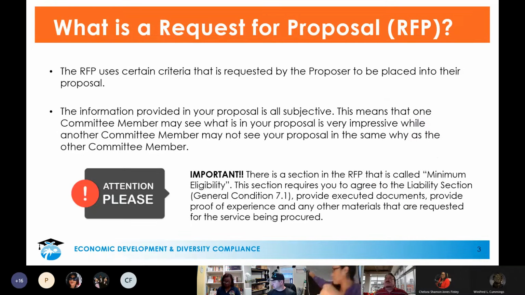The RFP uses certain criteria that is requested by the proposer to be placed into their proposal. The information provided in your proposal is all subjective. This means that one committee member may see what is in your proposal as very impressive, while another committee member may not see your proposal in the same way as the other committee member. So it's quite different from what is called an ITB, which is an invitation to bid.